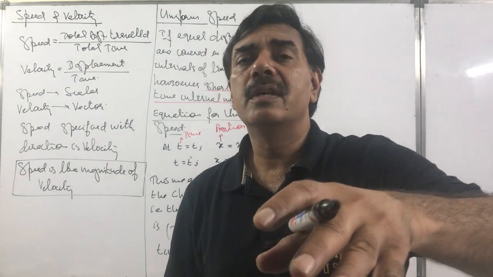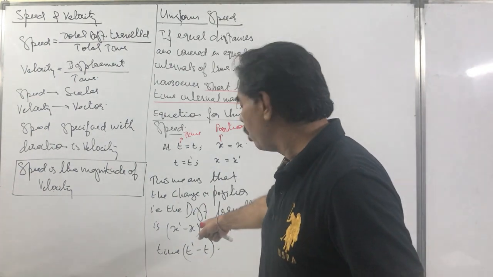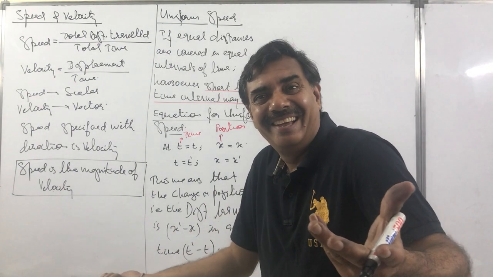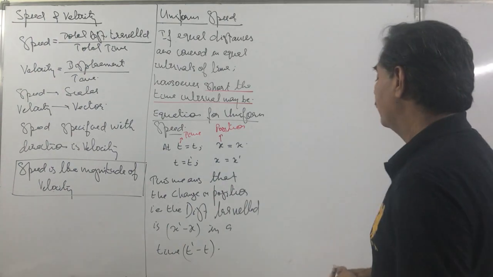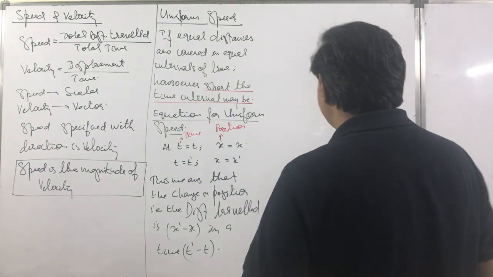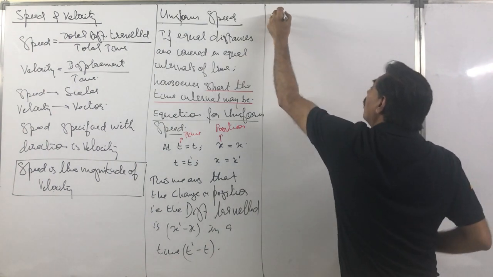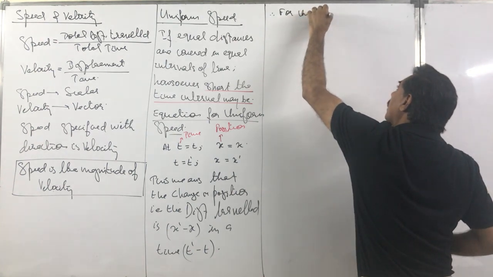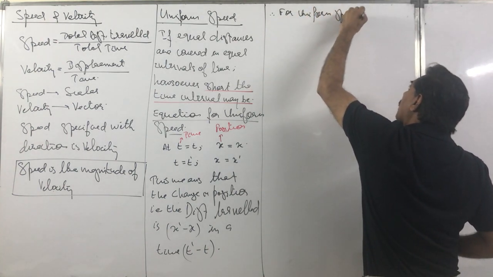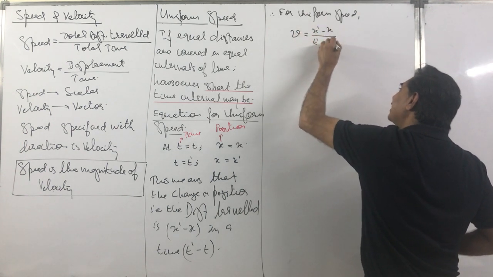Suppose the distance traveled is 50 meters. x dash minus x आ गया 50 meters. x could be 0 also, हो सकता है. बट अगर x इनिशियली है तो फाइनल पोजीशन माइनस इनिशियल पोजीशन इज गोइंग टू गिव यू द डिस्टेंस ट्रेवल्ड in a time t dash minus t. Therefore, for uniform speed, v is equal to x dash minus x over t dash minus t.